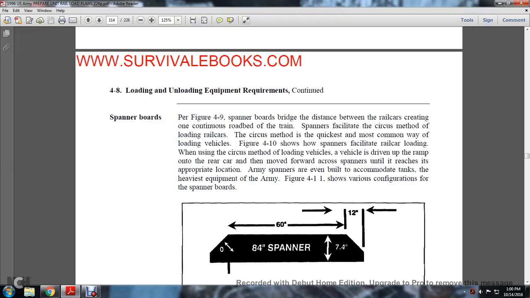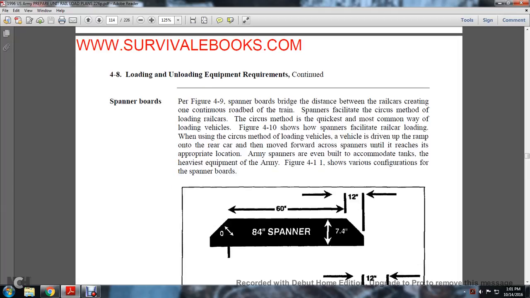Figure 4.9 shows how the spanners facilitate the railway car loading. When using the circuit method of loading vehicles, the vehicle is driven up the ramp onto the railway car, then forward across the spanners until the unit reaches the appropriate location. Any spanner can accommodate even the heaviest equipment of the Army. Figure 4.1 shows the various spanner configurations.